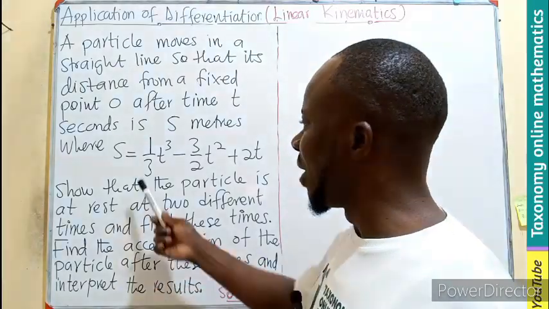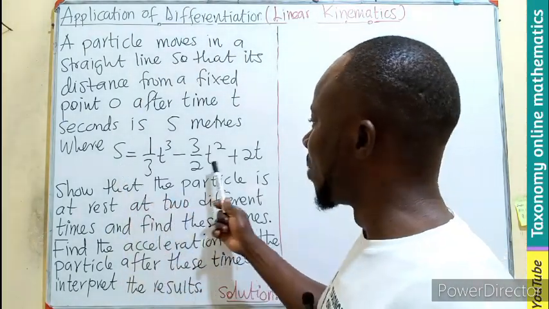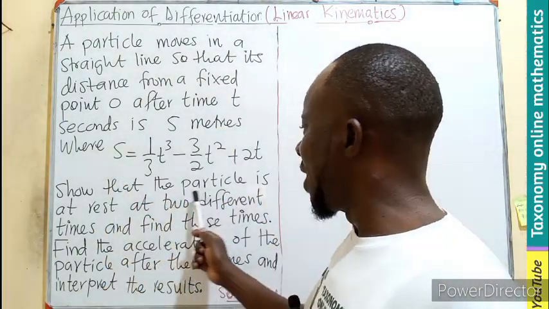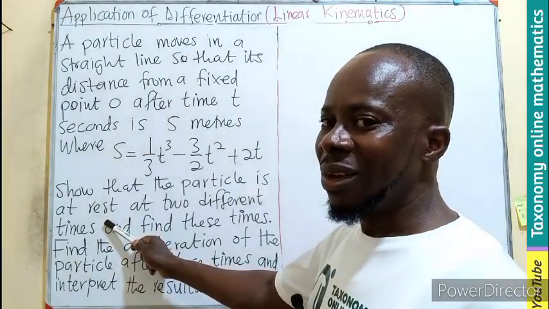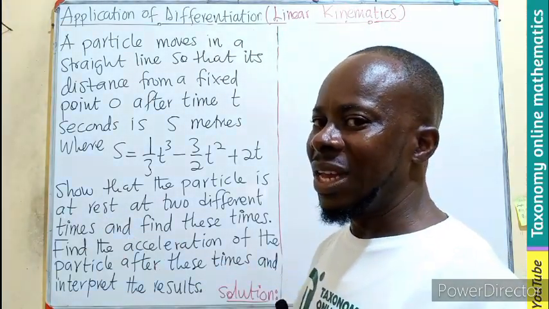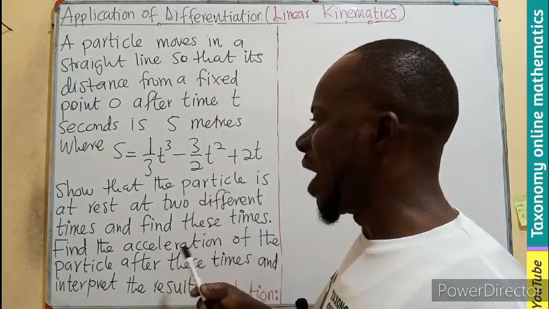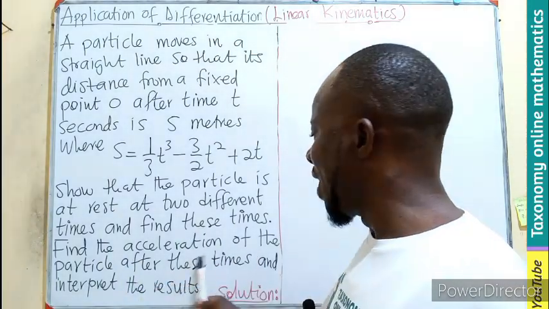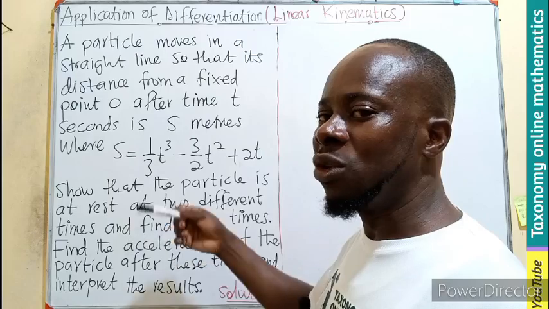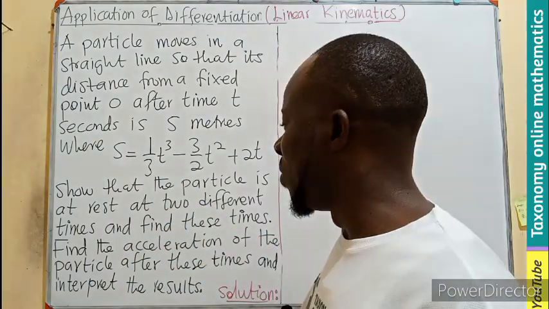Then s is given as an equation in terms of t. We have to show that the particle is at rest. For the particle to be at rest, the velocity must be 0, right? So we find the two different times, and hence find the acceleration of the particle at those times.